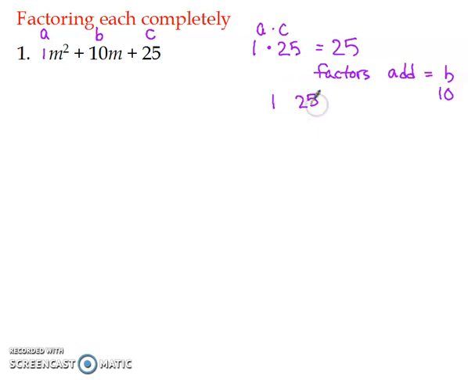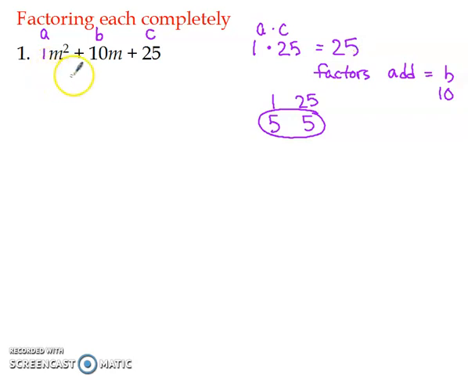Well, these two multiply to be 25, but they add to be 26, not 10. The next combination would be 5 times 5. 5 times 5 is 25, and 5 plus 5 is 10. So this is the combination of factors that multiply to equal 25 and add to equal 10.